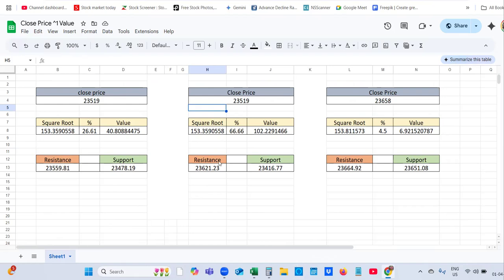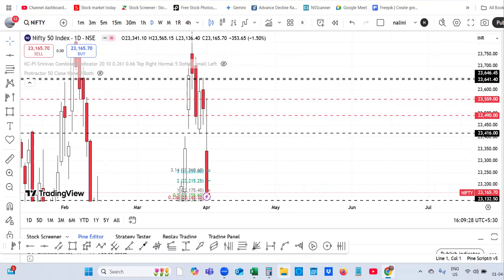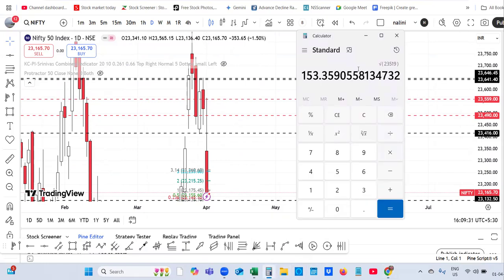Okay, let me go to the calculator. So we have got this value, the square root of the closing price. We are multiplying by 26.61, which is equivalent to 30 degree of the 90 degree. That's why we are multiplying it. So when we multiply, we are getting one value. Then we are doing the percentage. I have clicked on the percentage. I am getting the percentage.